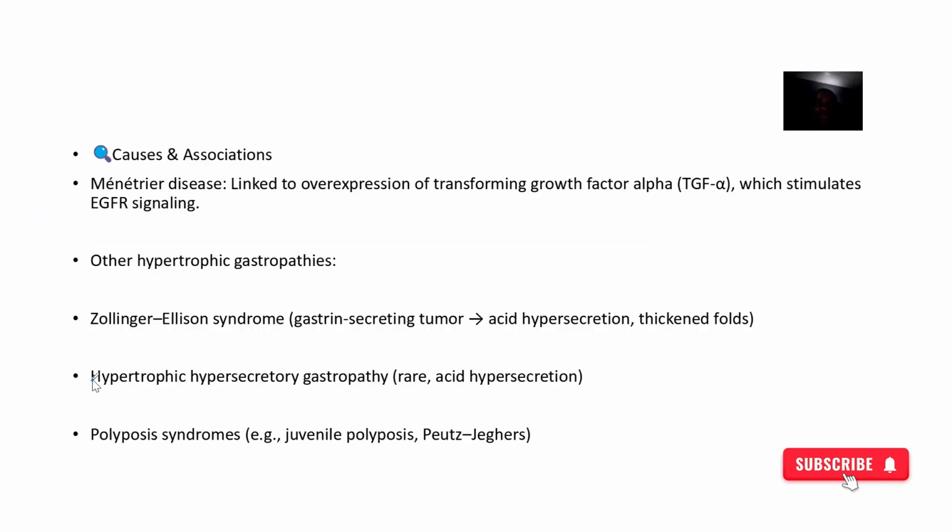The cause could be overexpression of transforming growth factor alpha. That's the most common example. Ménétrier disease is the most common type, but we also have other ones like Zollinger-Ellison syndrome, the hypertrophic hypersecretory gastropathy. In that one, there is so much acid secretion that it might lead to ulcerations and the rest of them. Then we have conditions related to polyp formation, like juvenile polyposis and Peutz-Jeghers syndrome.